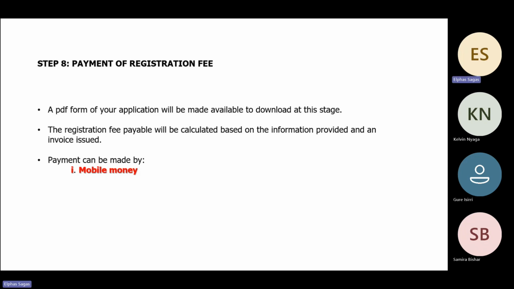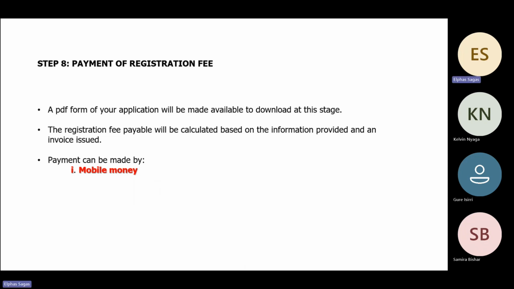At this point, due to a presidential directive, all government services should be paid through the pay bill number provided. So the option that we have and we are using mostly is M-Pesa payment or mobile money payment. So you'll be required to put the number that you're going to make the payment with.